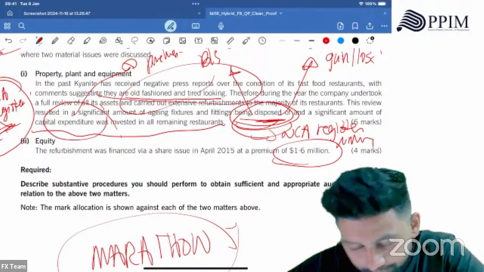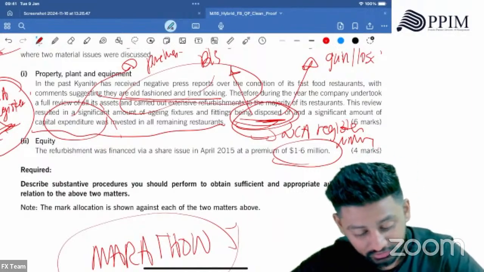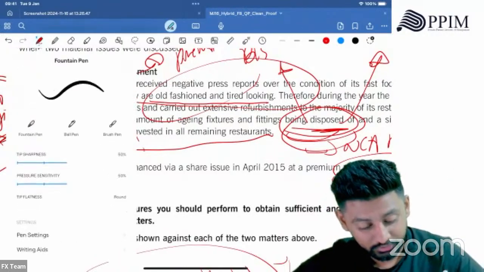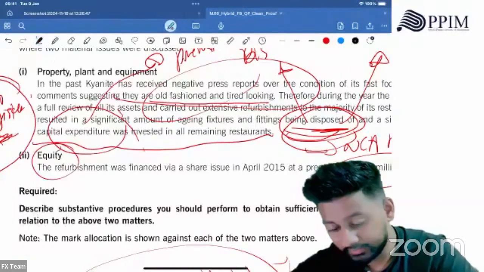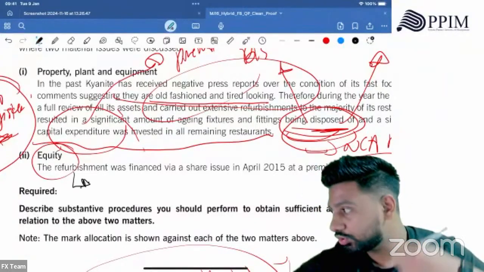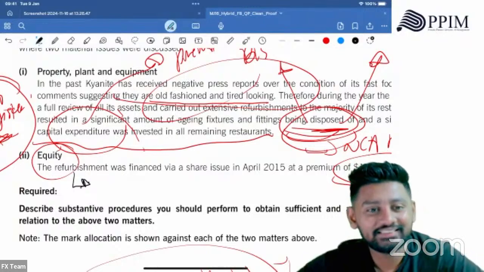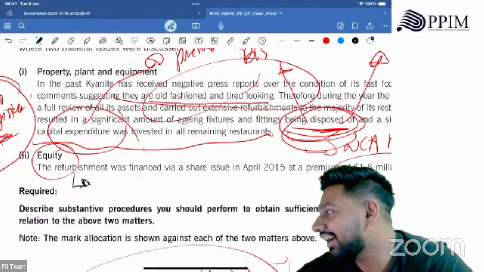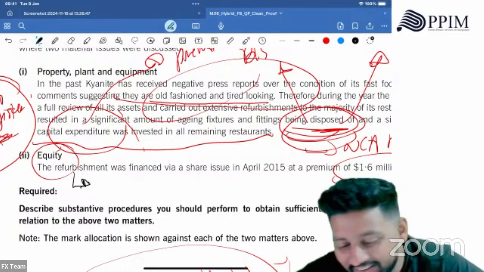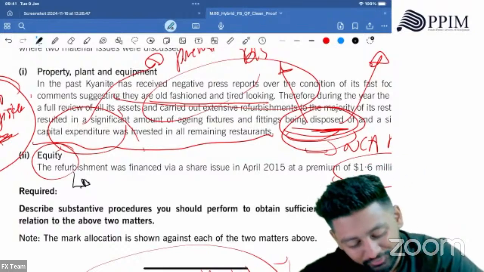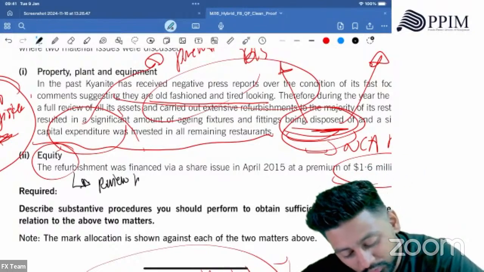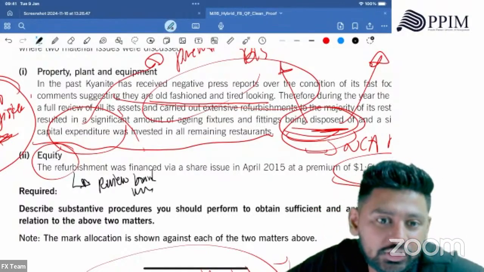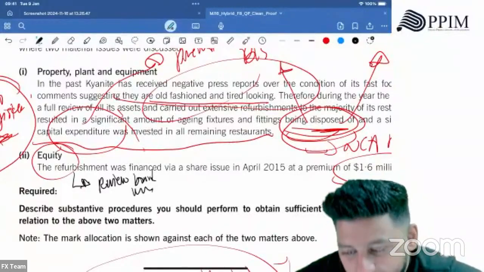Okay. Brilliant. Now, guys, share issue. Is share issue a small thing or a big thing? Be honest. Share issue, big thing. Big thing means the big bosses should approve it. There you go. Review board minutes. Well done. Okay, review board minutes for confirmation that the share issue was authorized by the board of directors. Brilliant. Superb.